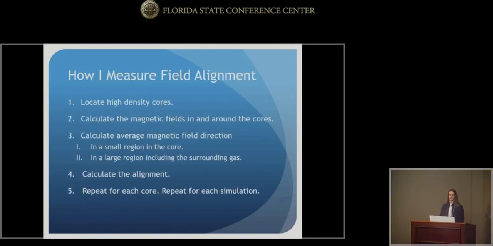So here's an outline of how I did my analysis. The first step was to locate the regions of high density, which were the regions outlined in red in that previous picture. The second step is to calculate the magnetic fields in the cores and in the surrounding gas. Then to measure the alignment, I first measure the direction in each of those regions and take an average. Then I can calculate the alignment, and I repeat this analysis for each of the cores in the simulation, and I do this for multiple different simulations.